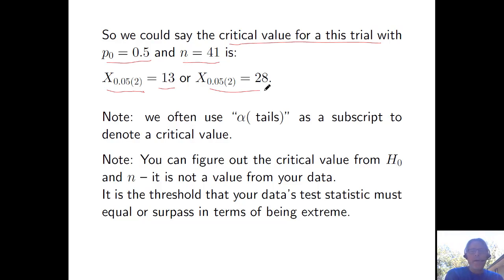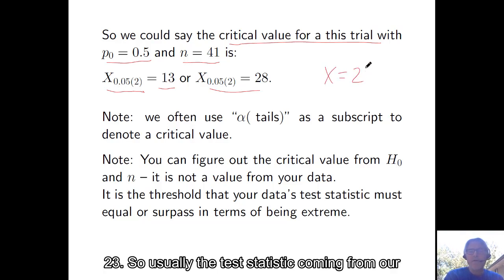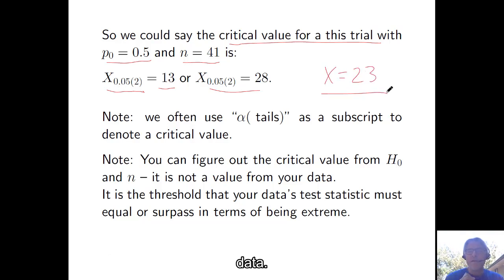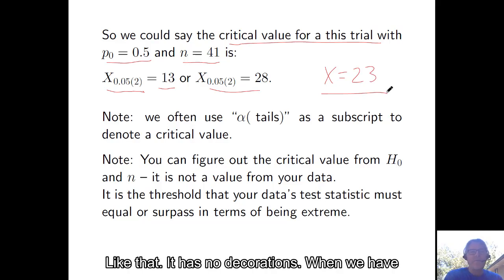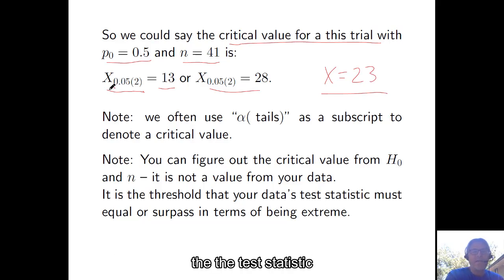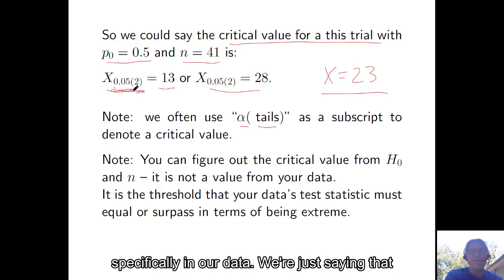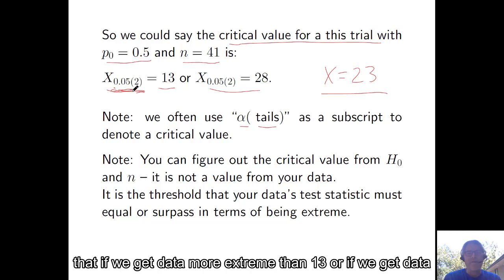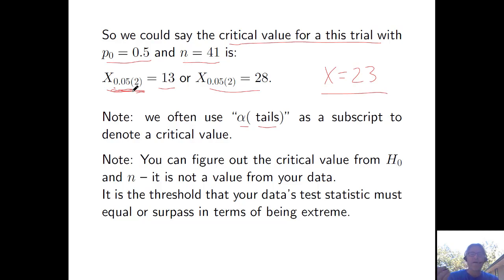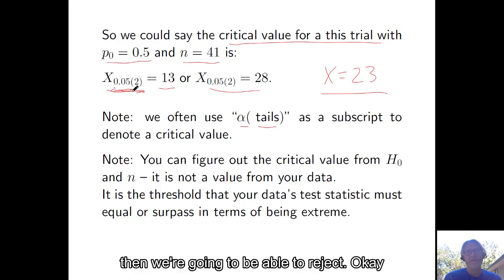And note, often we said that X, the data that we observed, is 23. So usually the test statistic coming from our data looks like that. It has no decorations. When we have the test statistic name, but with a subscript that looks like an alpha value and a number of tails, that's a hint that we're talking about a critical value. Here we're saying, not specifically in our data, we're just saying that if we get data more extreme than 13, or if we get data more extreme than 28, then we're going to be able to reject.